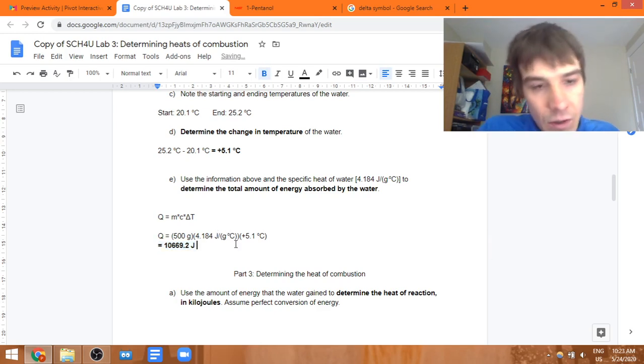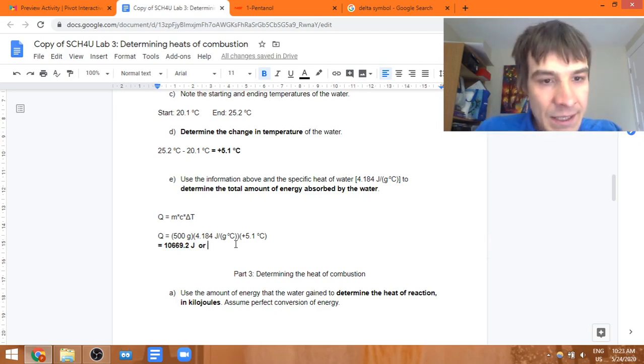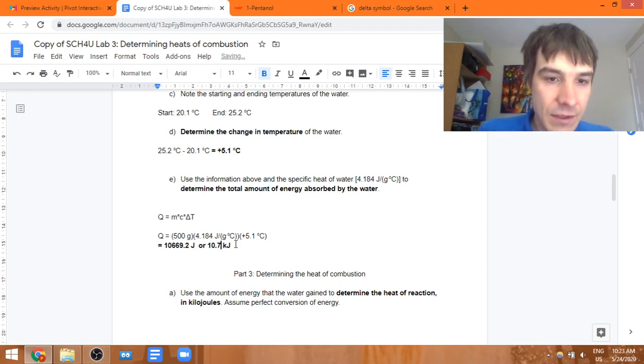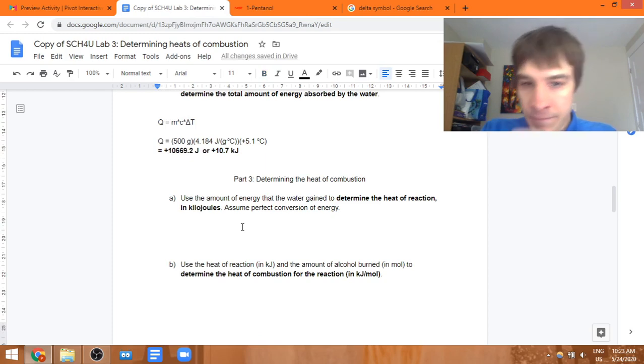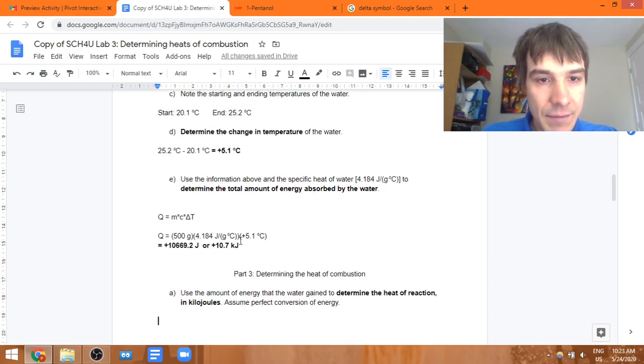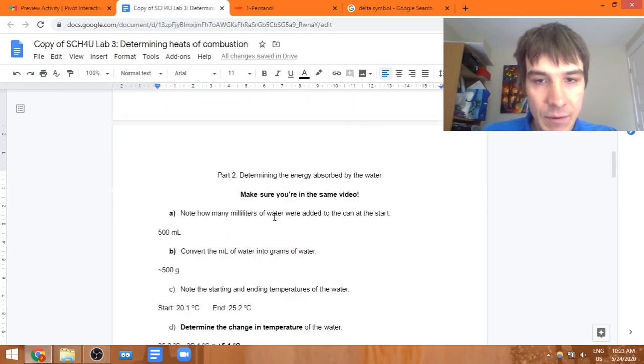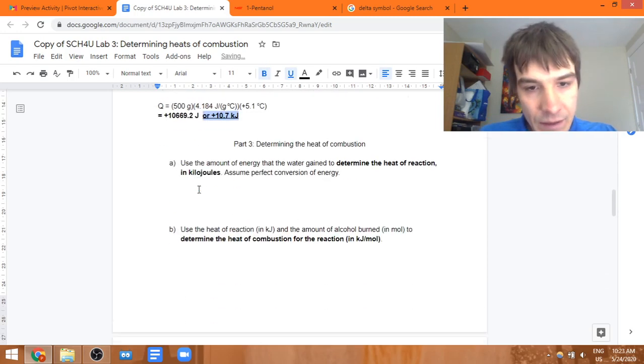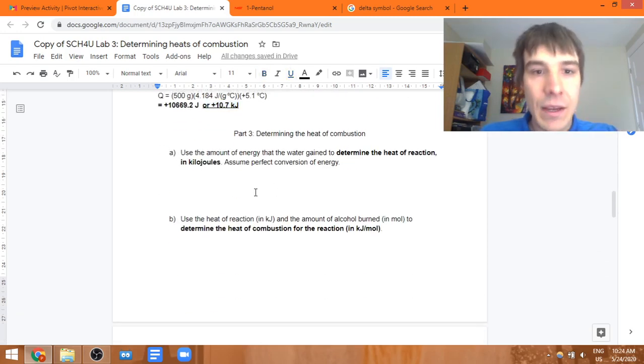Joules. Or, because that's a big number, let's take it to kilojoules. Let's divide it by 1,000 and make kilojoules. We'll just have it be 10.7 kilojoules. Or, 10,000 joules. Okay, so that's done. Next up, now we don't need the video anymore. We're just determining the heat of combustion from our kilojoules and our moles. We have our moles. We have our kilojoules. Determine the heat of reaction in kilojoules.